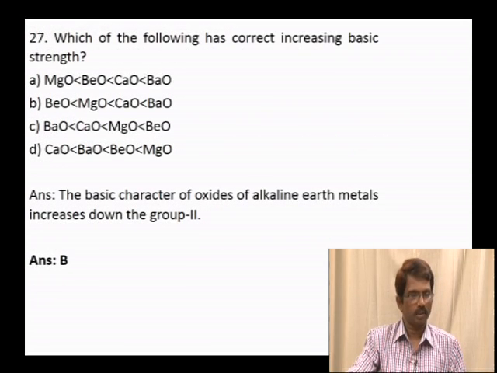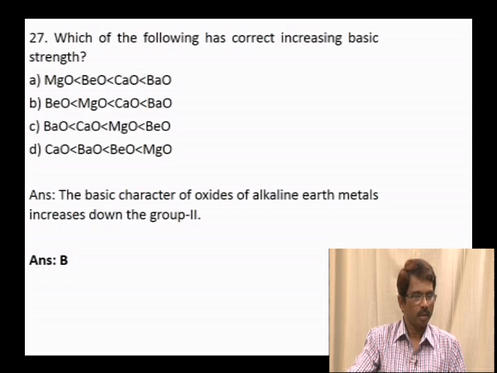In the 27th question, which of the following has correct increasing basic strength? The oxides of alkaline earth metals are given, and in the alkaline earth metals, the basic character of oxides increases down the group from beryllium to barium. That means BeO is less basic compared to MgO, which is less basic compared to CaO, and then BaO will have the maximum basic strength.